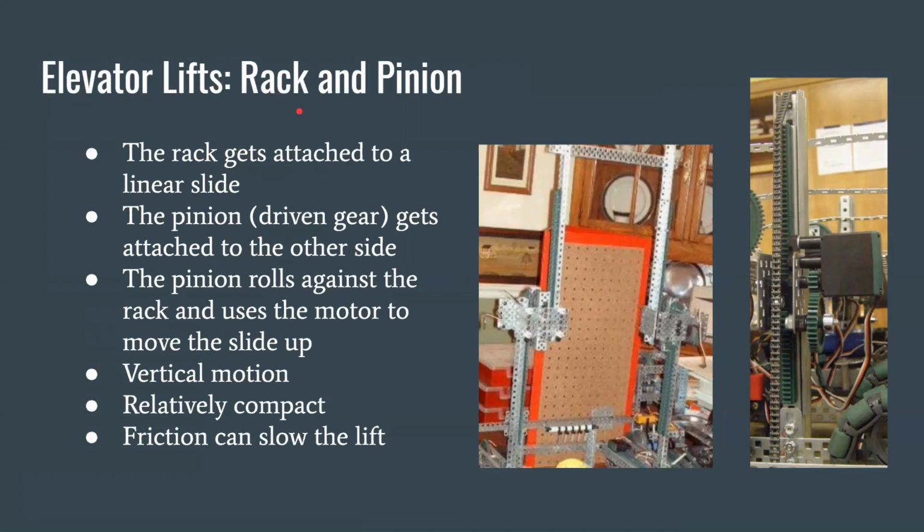So one type is the rack and pinion lift. The rack is basically like a gear which isn't circular, it's like a straight line almost. So the rack gets attached to this linear slide, and the pinion, or the gear that is powered by the motor, gets attached to the rack. And the pinion rolls up against the rack and uses the motor's power to move the slide up.